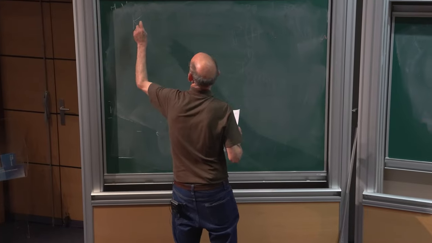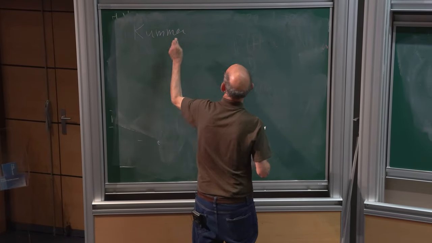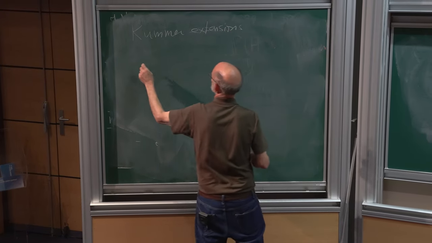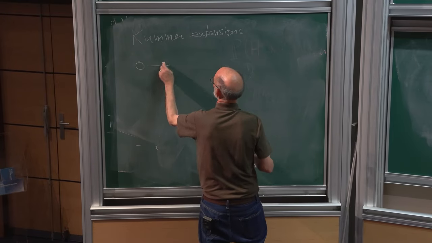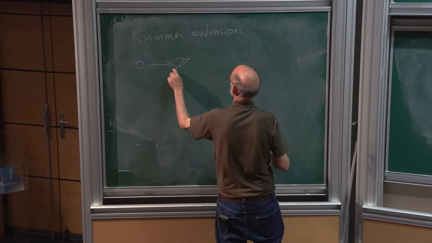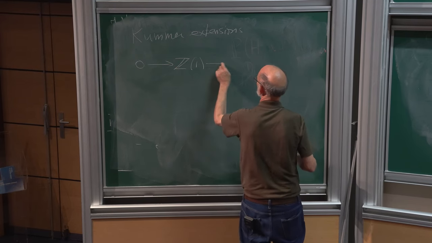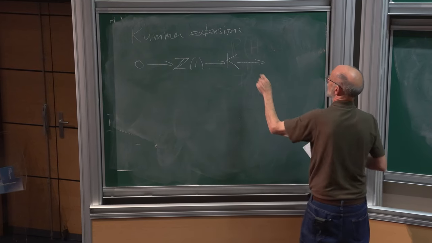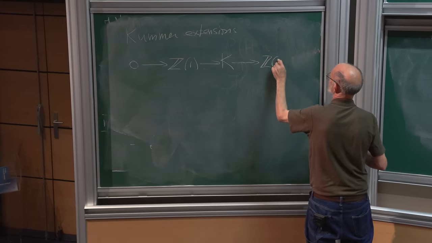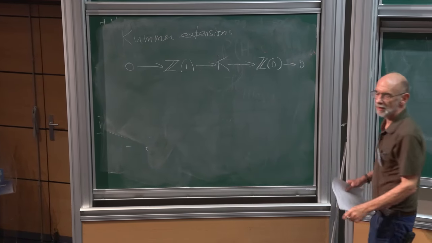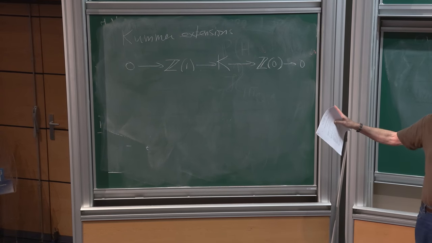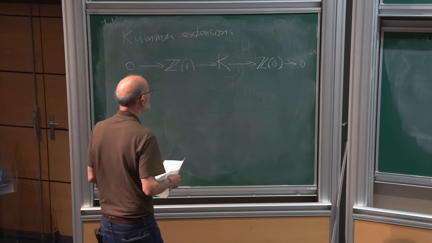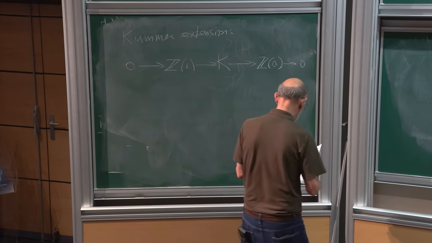So we're going to consider Kummer extensions. And what are Kummer extensions? They are the world's simplest extension of Hodge structures. Z of 1 goes to K, where K is some rank 2 Hodge structure, goes to Z of 0, goes to 0. Okay, now there really is not much going on there. It's about as simple as it gets. But I want to claim that, in fact, it's worth looking at.